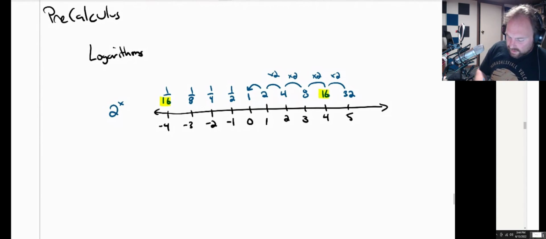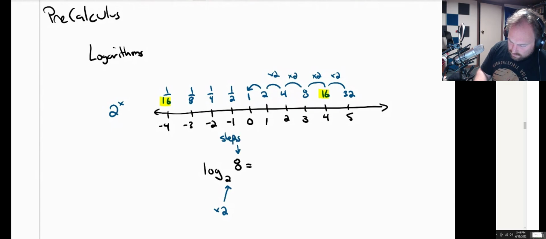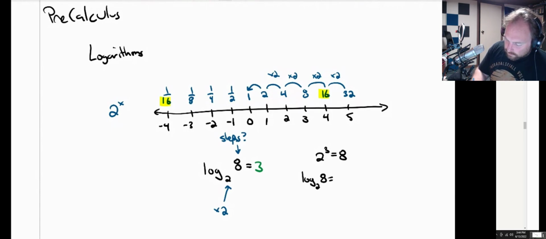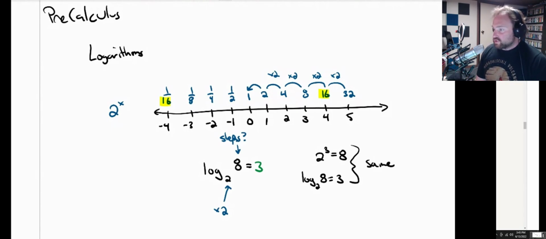What a logarithm comes by and says is, if this is a logarithm base 2, what's the log base 2 of 8? What I mean is, in a system that counts by multiplying by 2 every time, how many steps does it take to get to 8? The answer there is 3. It takes 3 steps. When I say that logarithms and exponential functions are the same thing, I'm saying that 2 to the third power equals 8 is the same as saying that log base 2 of 8 equals 3. These are the same statement. They are saying the same information, just backwards.